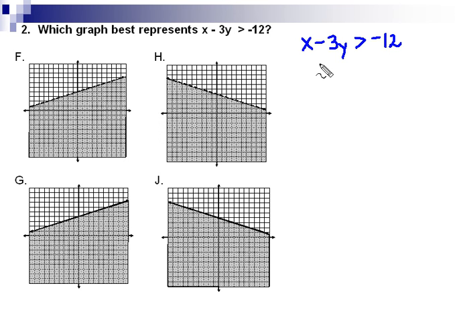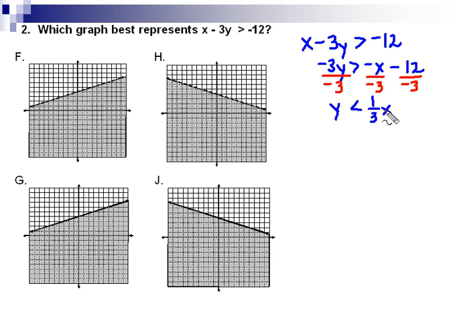Solving for y, we need to subtract x, so we have negative 3y is greater than negative x minus 12. We will now divide each term by negative 3. Dividing by a negative on an inequality will cause the sign to flip. So we have y is less than 1/3 x plus 4.